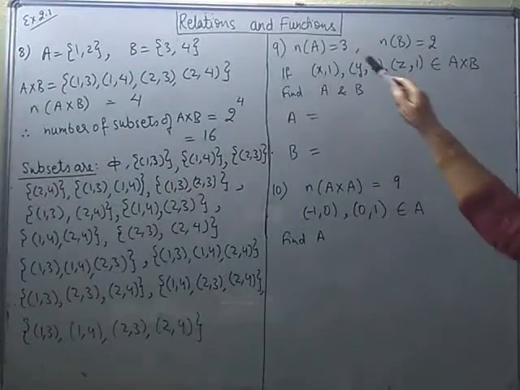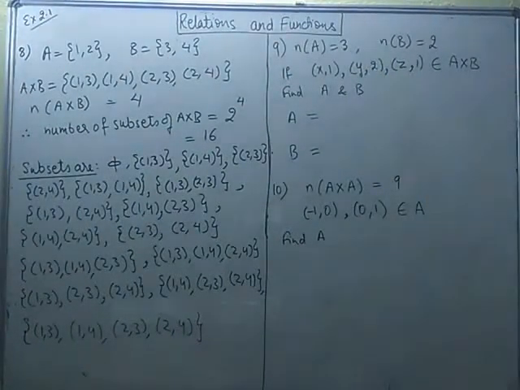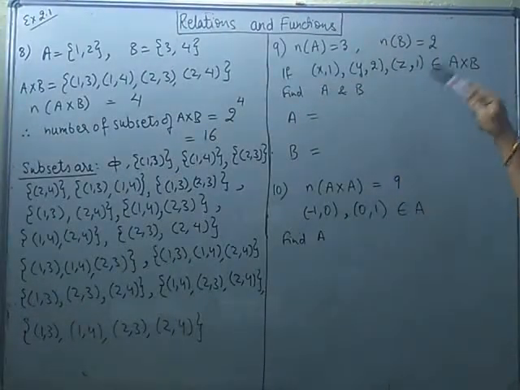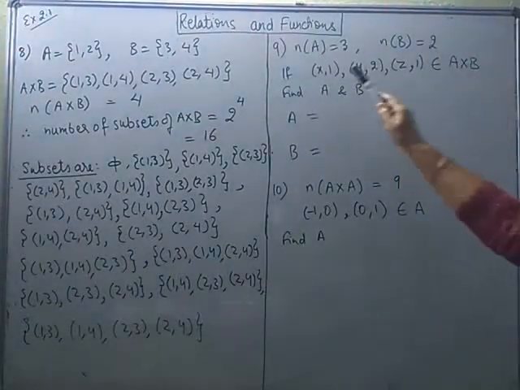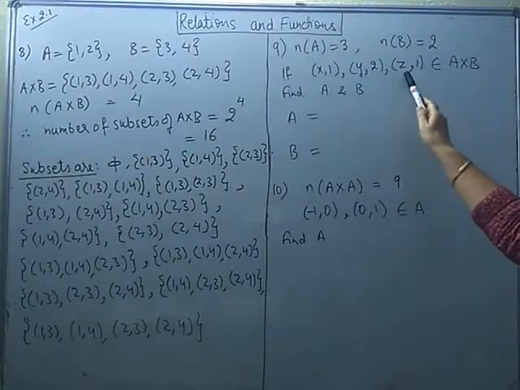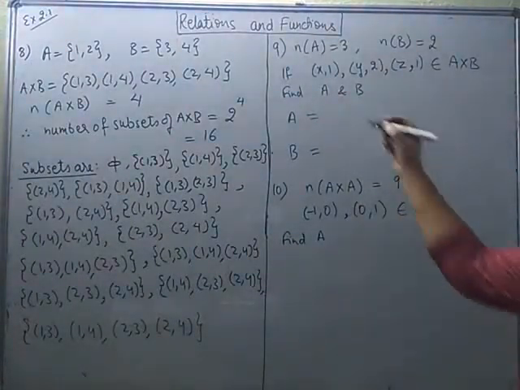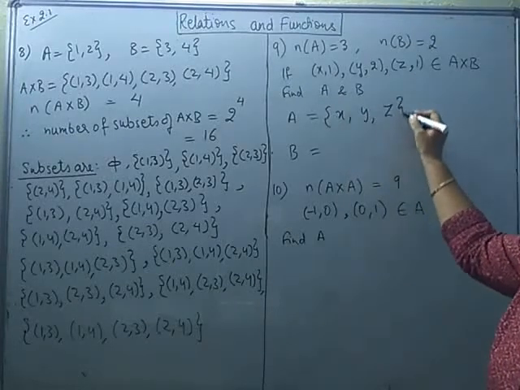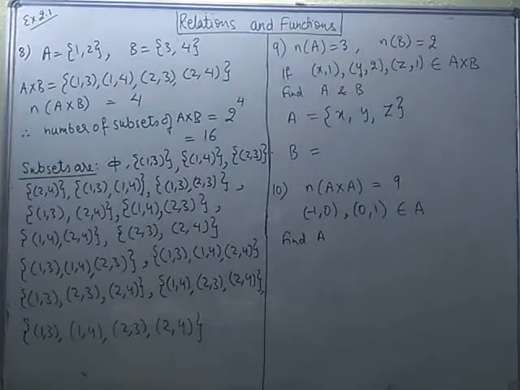We very clearly know that set A contains 3 elements. And if you look at all these pairs, as per the definition of Cartesian product, the first elements belong to the first set. So A will contain elements X, Y and Z. See, we have written 3. So the work is done.